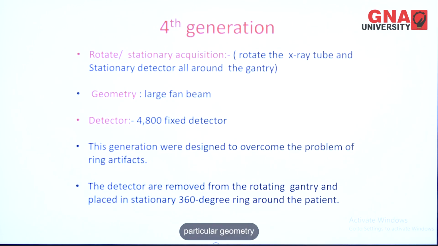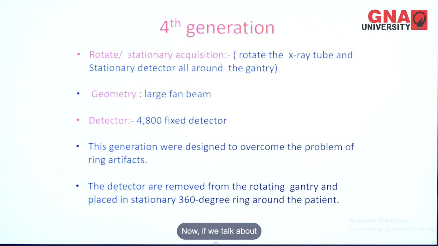Now in this particular geometry we were using an even larger fan beam. So increasing the fan beam increases the area coverage and that significantly reduces the scan time. But it comes with a disadvantage that more scatter radiation will be there, and to deal with that, in fourth generation we used a special type of filter that was known as bow tie filtration.